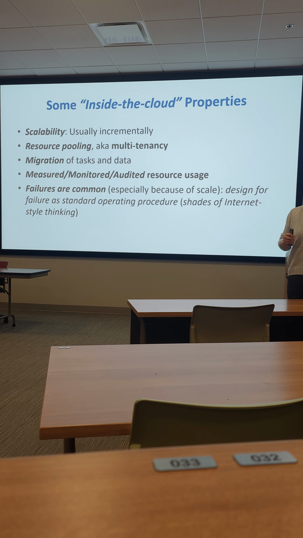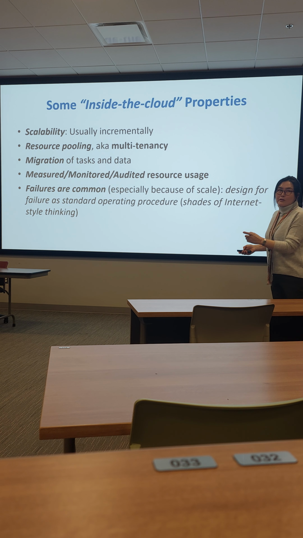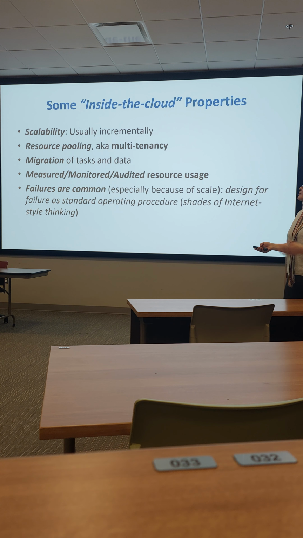So these things are happening inside of the cloud. And there is a quiz question today. Which of the following is not a user visible cloud characteristic? Migration, failures, pooling, especially those, users won't recognize, right? So these are not user visible characteristics, but inside-the-cloud properties. Questions?